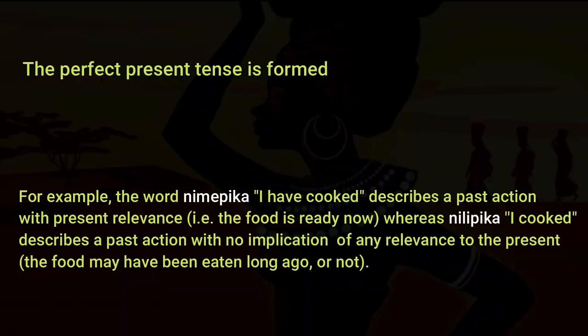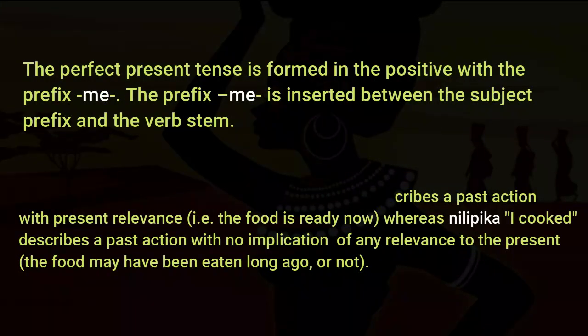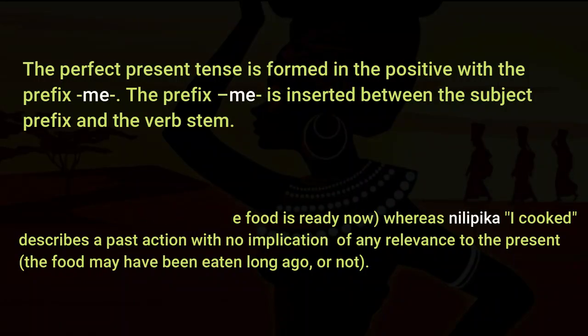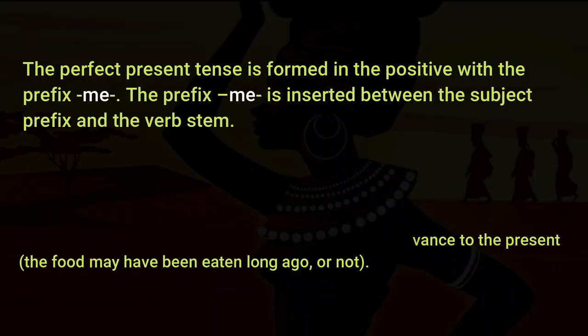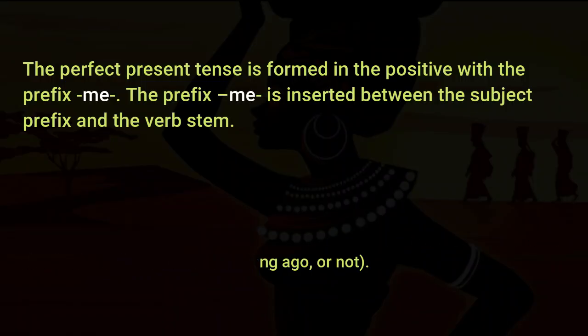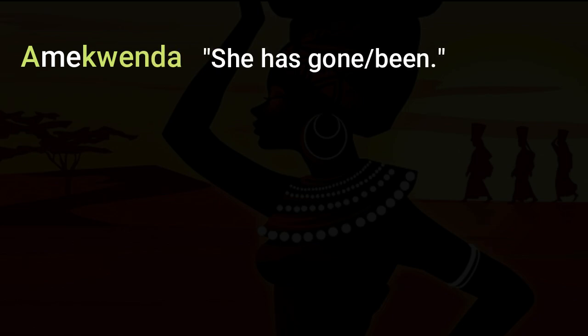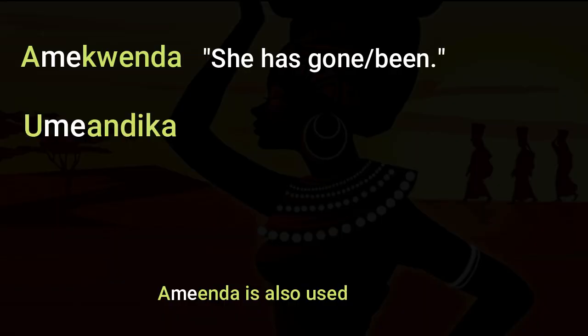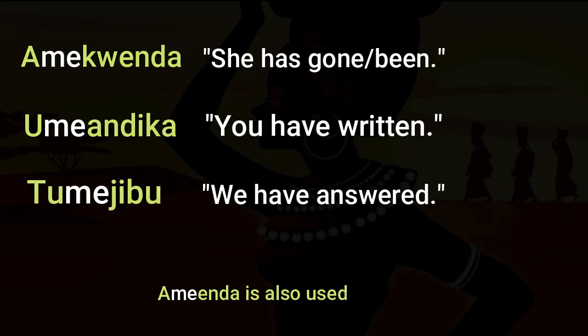The present perfect tense is formed in the positive with the prefix me. The prefix me is inserted between the subject prefix and the verb stem. For example, amekwenda, she has gone. Umeandika, you have written. Tumejibu, we have answered.